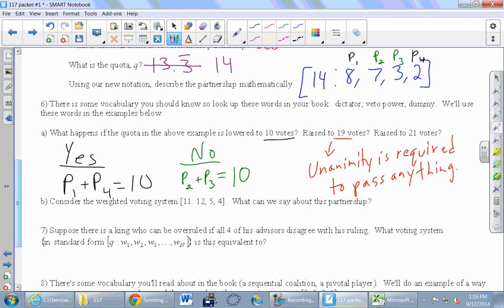And then finally, if the quota is 21, we don't have enough. If you set the quota too high, then nothing will ever pass, which is kind of silly. It means that there's no point in having this system at all. You can't accomplish anything, right? So again, your book will talk about some mathematical formulas about the quota. It's got to be at least this big, and it can't be bigger than this, and here's why. Tony?